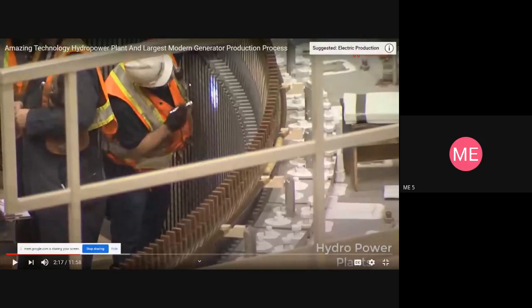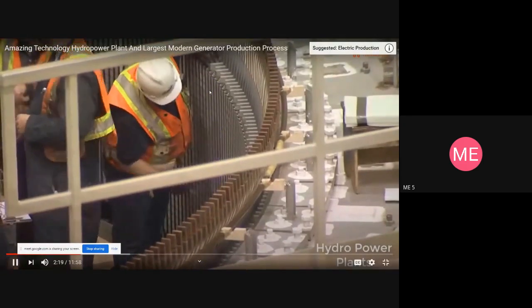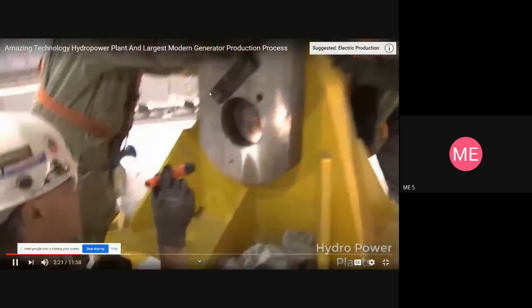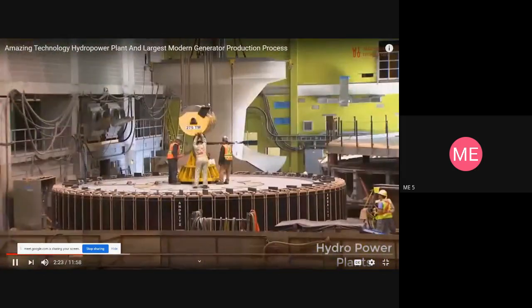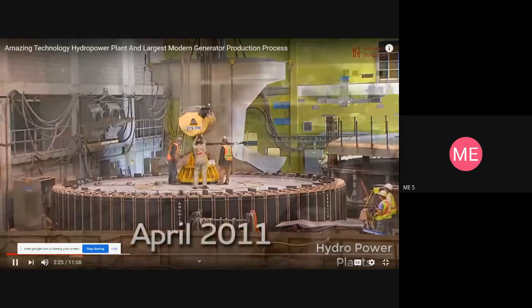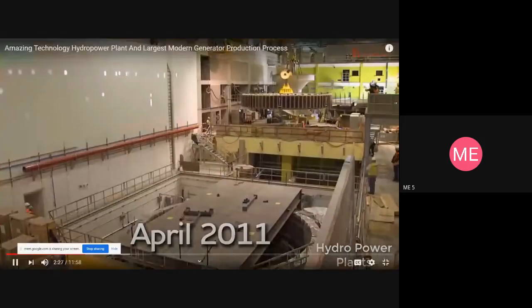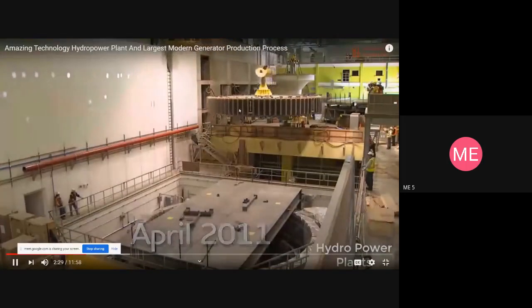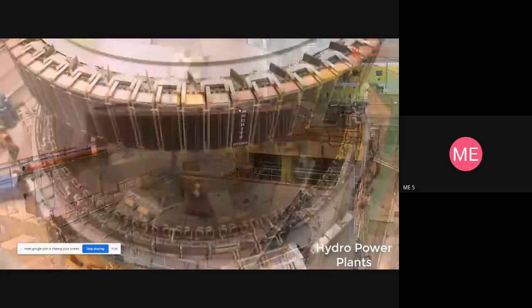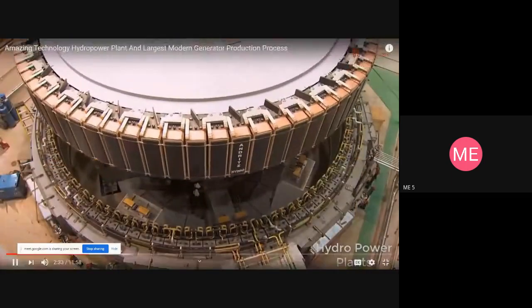See, this is the generator where the electricity is generated. They are inspecting and installing that. Windings.